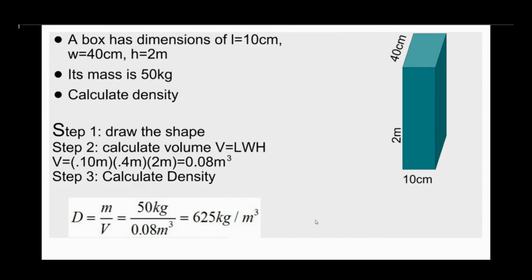This would be a test question. This would be as big as it would get on a unit test in chemistry. A box has dimensions of length 10 centimeters, width 40 centimeters, height equals 2 meters. Its mass is 50 kilograms. Calculate its density. Now, notice the sneaky little trick in there.